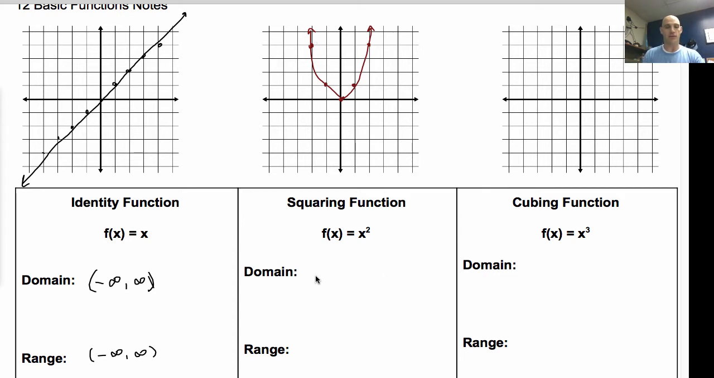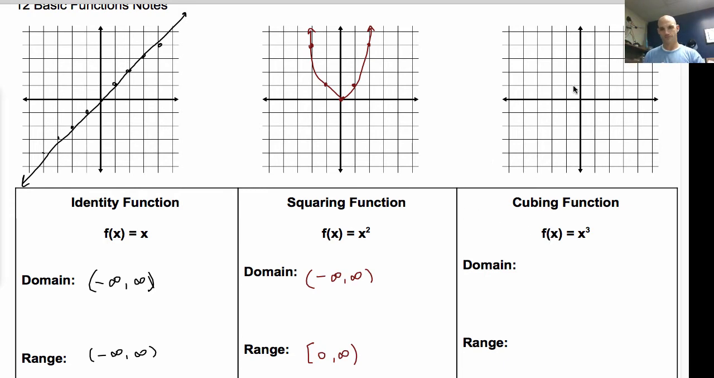Domain, what's the domain? Well, the domain is from negative infinity to infinity, so it's all real numbers. And its range, however, is, as defined by the graph and as defined by the function, literally only goes from 0 to infinity, because we can't have a negative number. If you put in a negative for the domain and square it, it becomes positive.